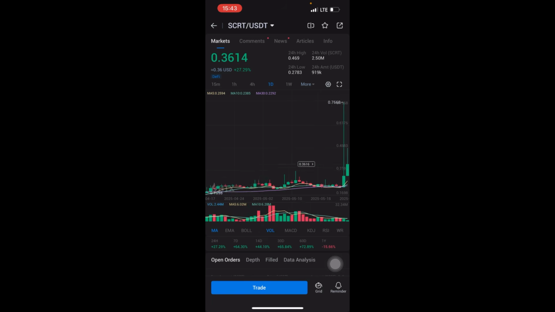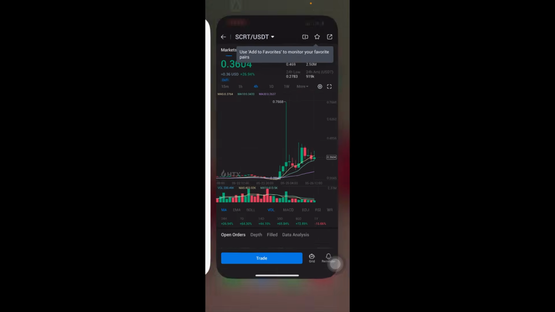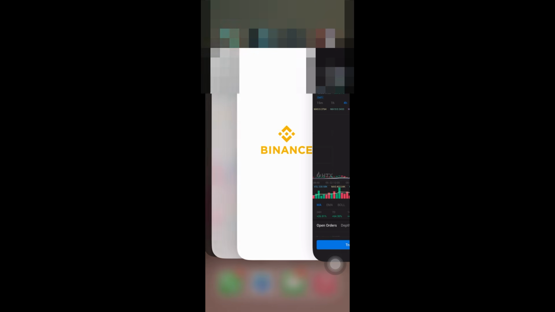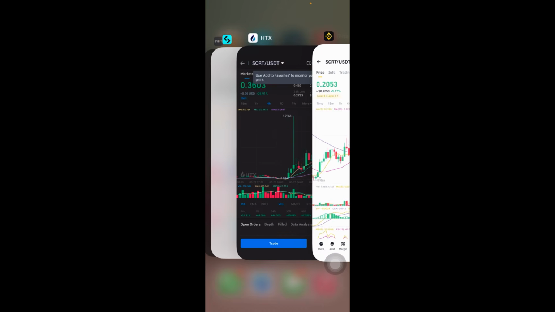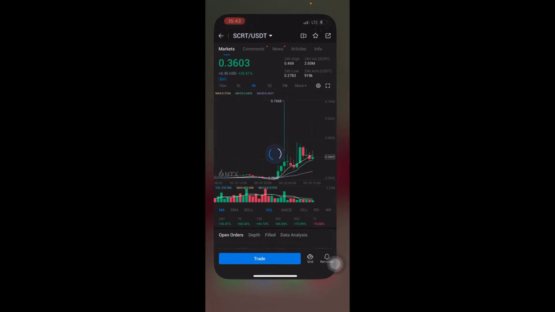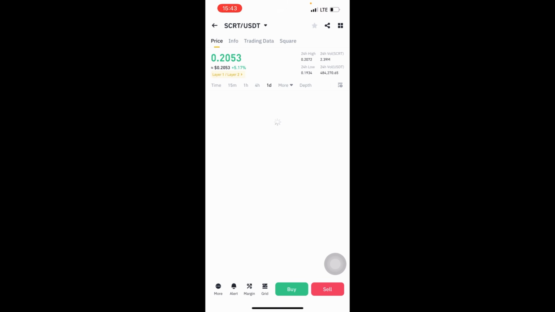You can see that right now the chart is going up for 4 hours. And the 24 hours market volume is 2.50 million. You have to know all these things first. So when you see that right now, from Binance to ATX, there's an opportunity with this coin.